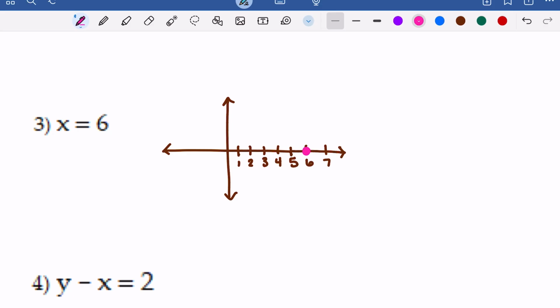But what this is saying is that this is a vertical line where all of the x's are 6. So it would be a line going just like that. That's what that line would look like. So if I wanted to look at my domain and my range, I could use this graph.